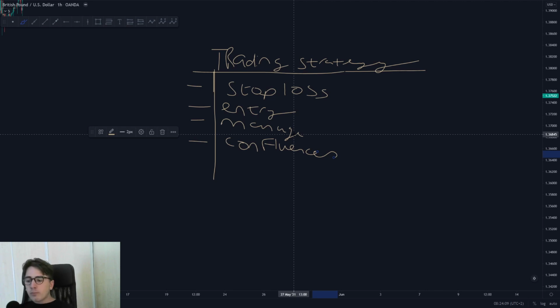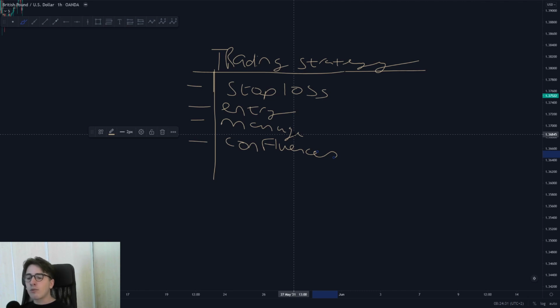So before being able to backtest a certain strategy, what you need to know is, okay, where am I going to place my stop loss? When am I going to take an entry? Where or how am I going to manage my trade? And what are my main confluences, which I'm going to use every single time over and over again to be able to backtest my strategy effectively.